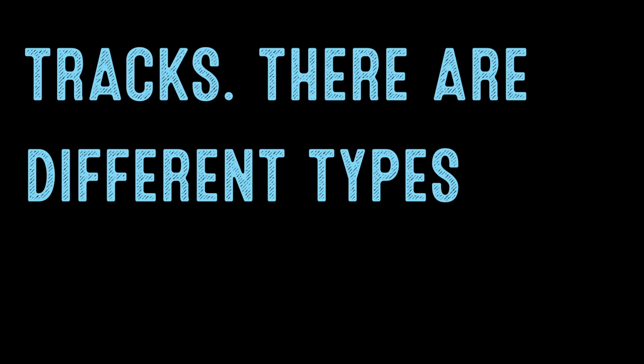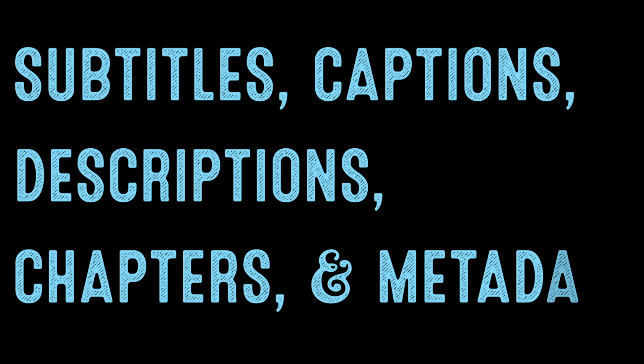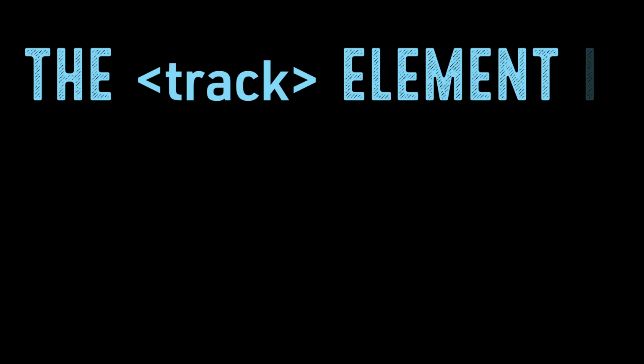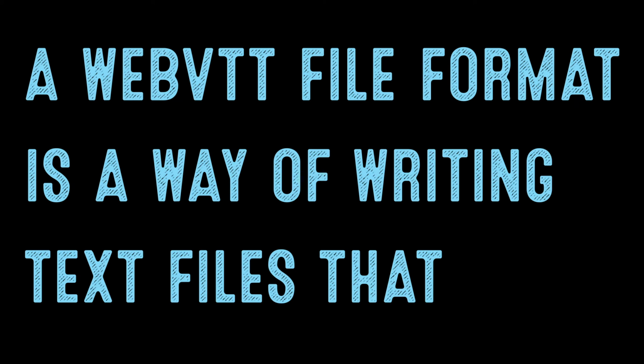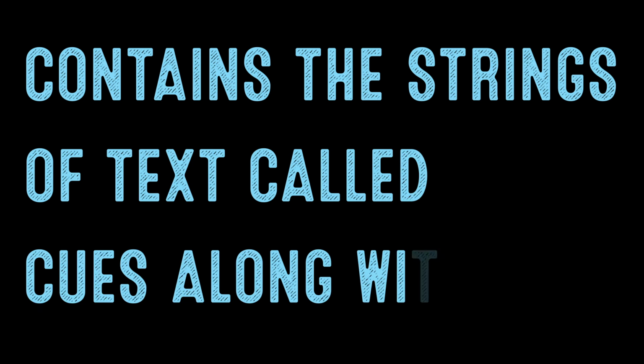There are different types of text tracks: subtitles, captions, descriptions, chapters, and metadata. The track element is used in conjunction with a WebVTT file. A WebVTT file format is a way of writing text files that contains the strings of text called cues, along with the metadata, such as the time at which the text should be displayed.